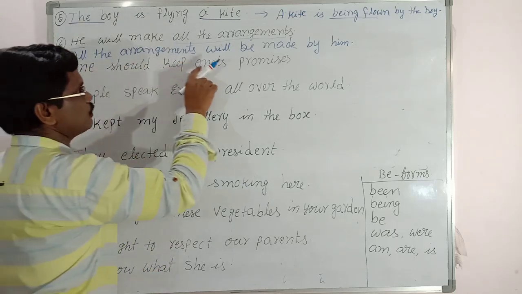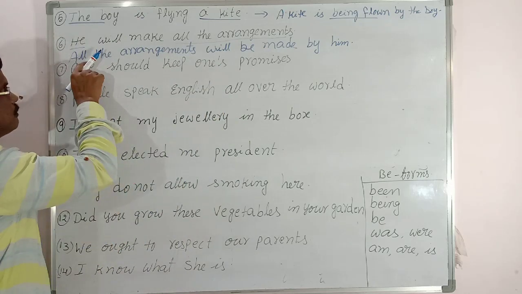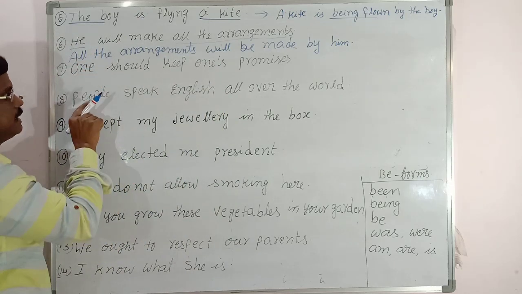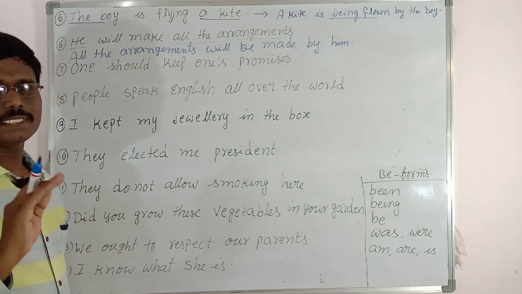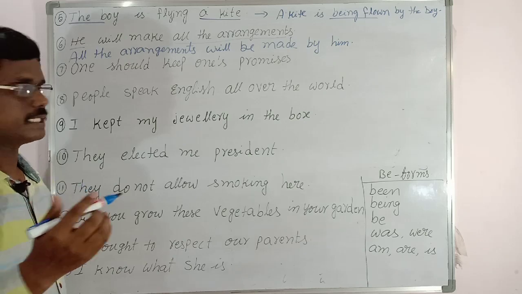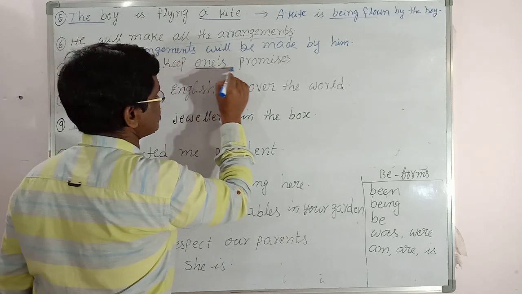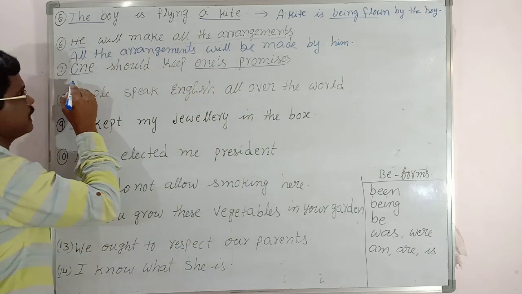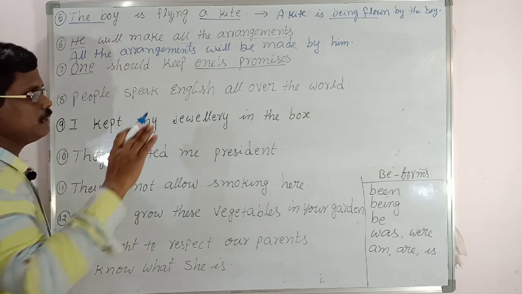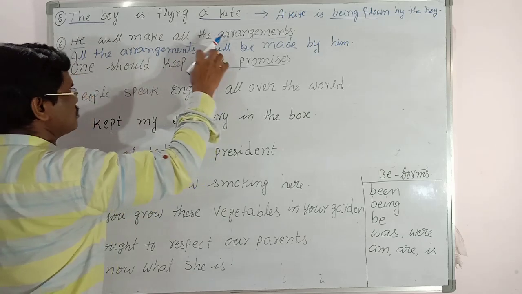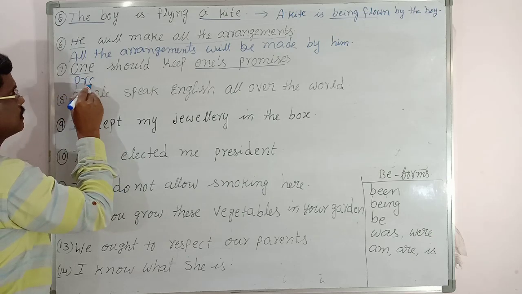One should keep one's promises. Very, very important. In the place of the subject, one, people, somebody, someone, these are called indefinite subjects. Indefinite subject. Here the object is one's promises. So while writing, you can write one's promises, but in general we also leave out one's, and we write only promises.